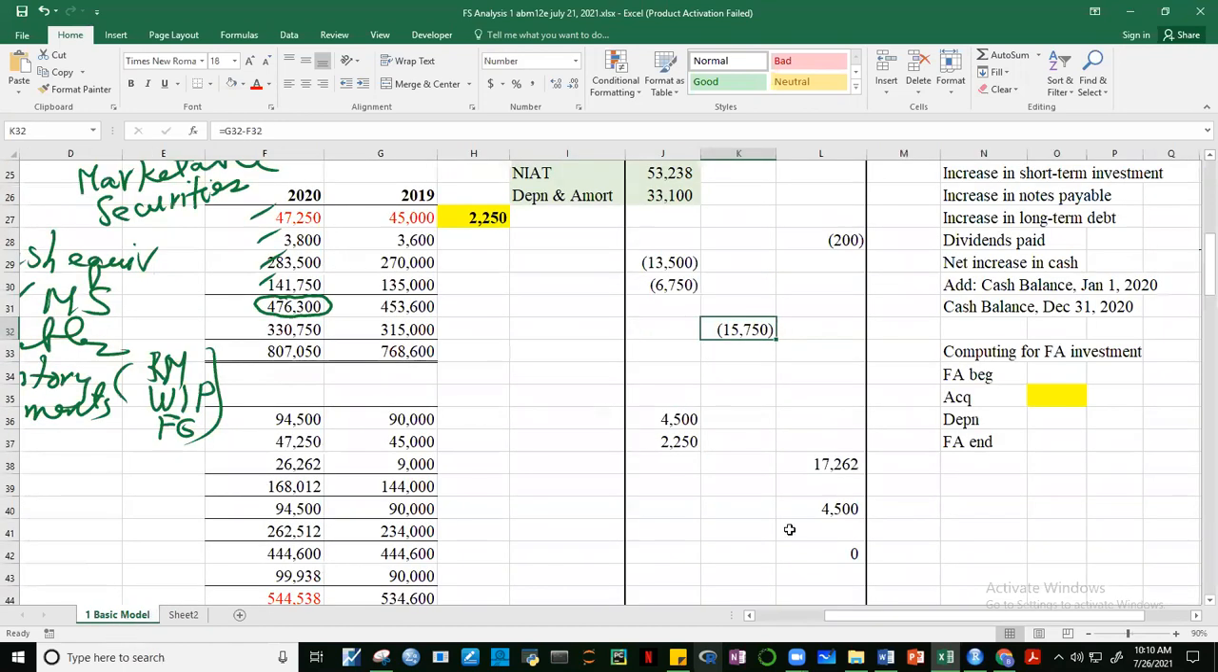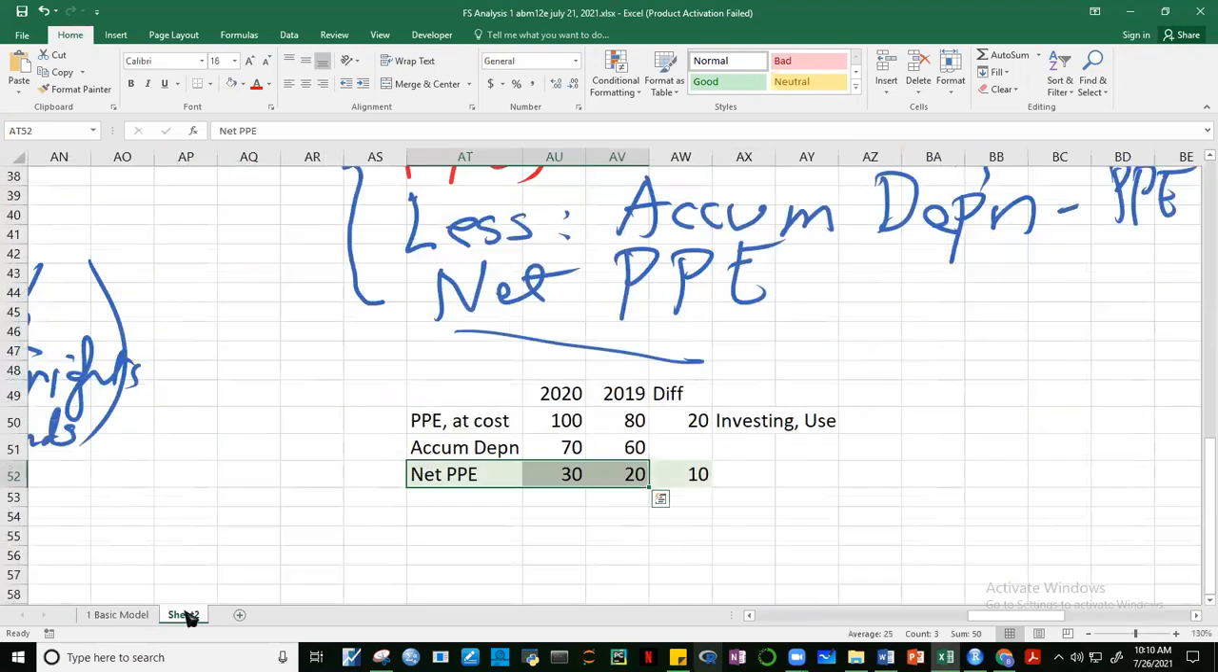Okay, pause muna ako, guys. Naintindihan ba kung ano yung gagawin natin ngayon? Paki-chat na lang, please, no? Ang gusto natin malaman, yung magkano ba yung talagang investment sa property, plant, and equipment. Okay, thank you. Thank you.